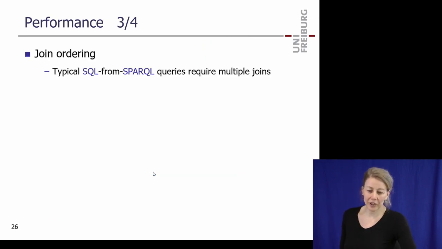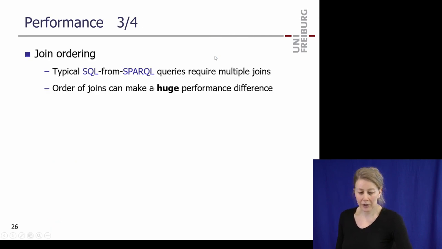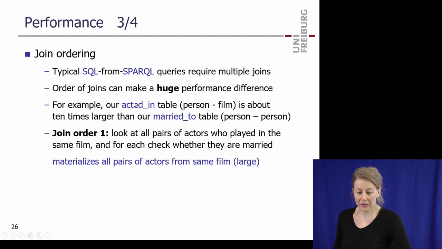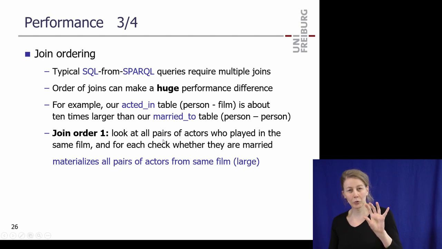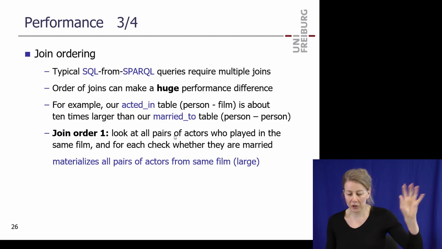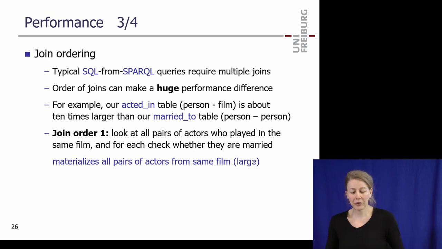Here's one more thing that's just interesting to know. There are multiple of these joins, which we do. Here we just have one condition. Each condition is one join. For example, the query which we had, acted in, married, all pairs of actors who played in the same movies, you can do it in two directions. Think about it. One way is, let me first look at all pairs of actors. That was our SQL query number two, which I first messed up a little bit. Now I get all pairs of actors from the same film, that's pretty large. And now I go through each pair and check, are they married? Most of them will not be married.